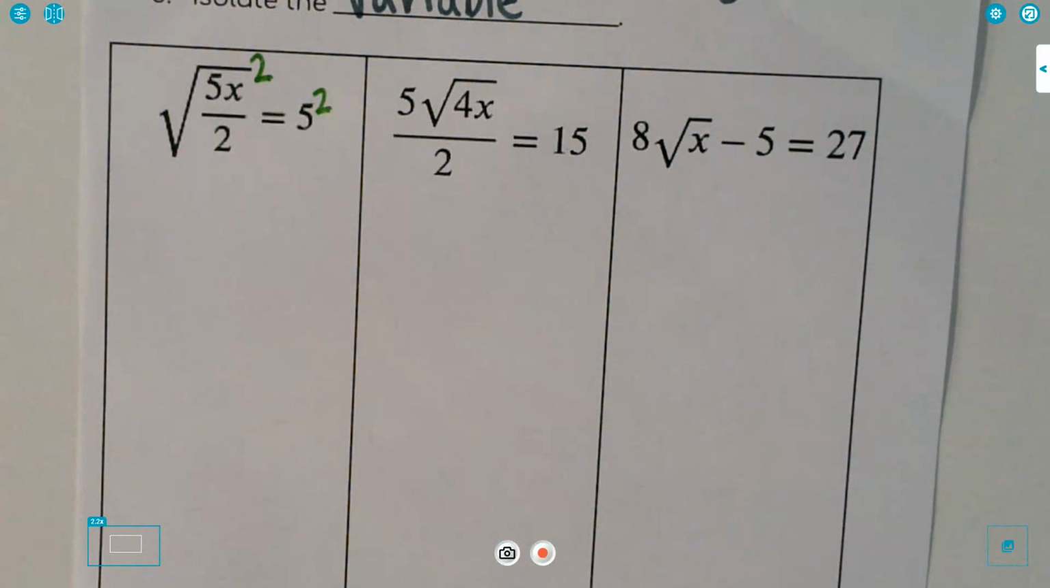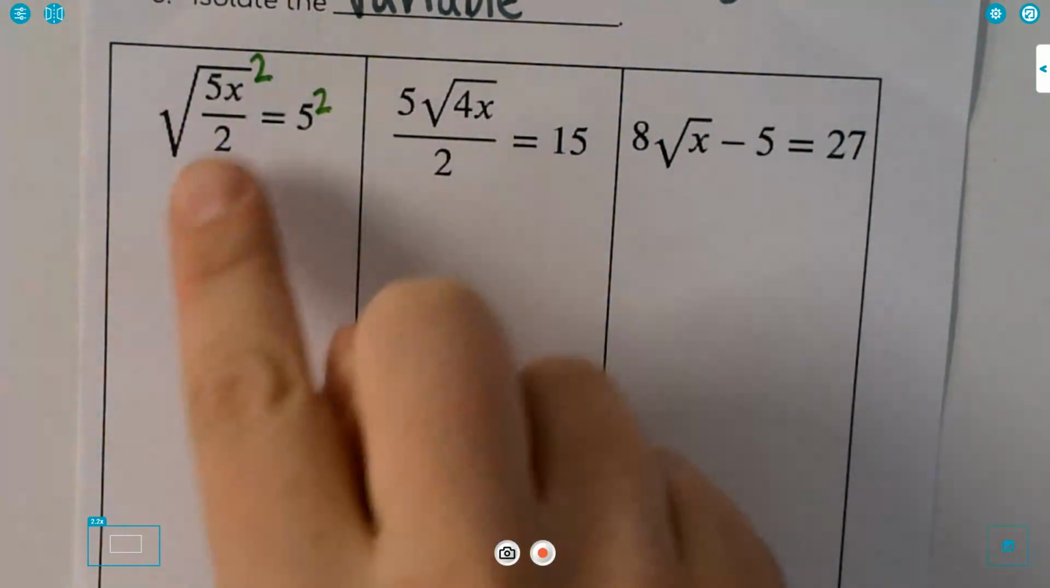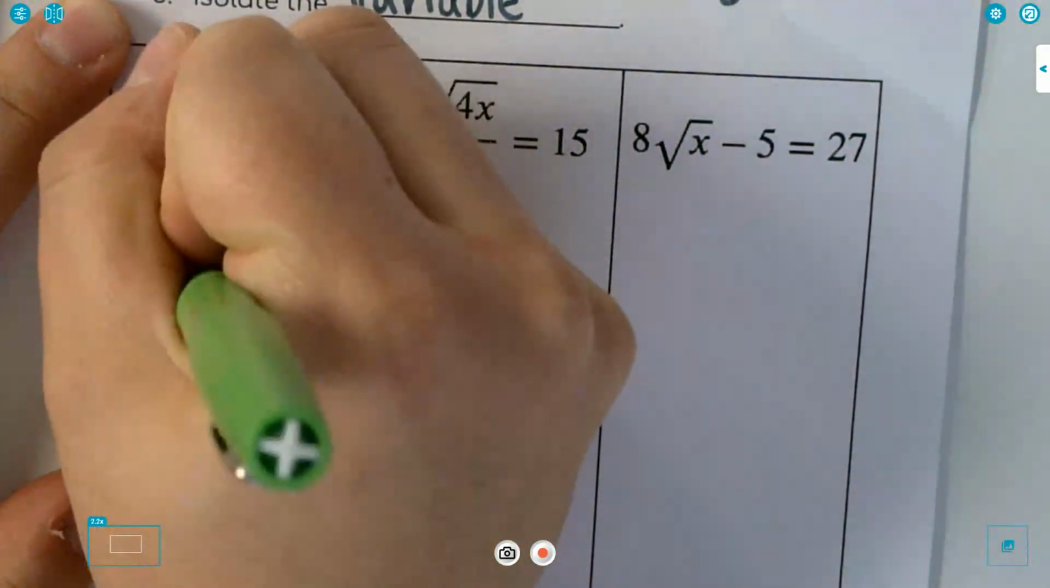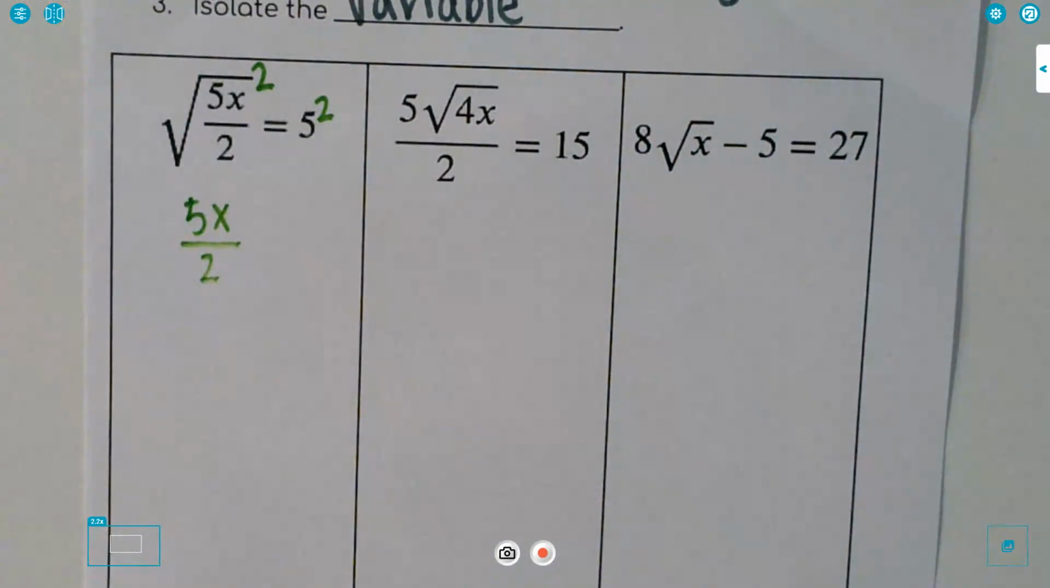On the left side of our equation, the square root and the square cancel each other out. All we have is 5x over 2. So it stays the exact same as what it was.